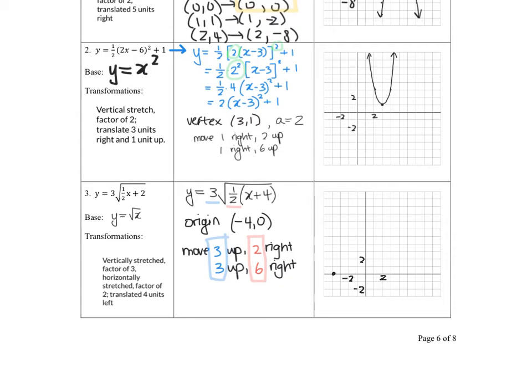So at negative 4, 0, like so, I'm going to move 3 units up, 2 units to the right. And then from that point, I'm going to move another 3 units up, 1, 2, 3, 4, 5, 6 units to the right. And that gives me my transformed function graph.